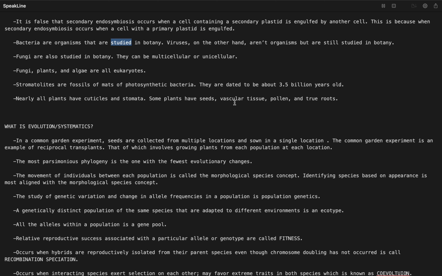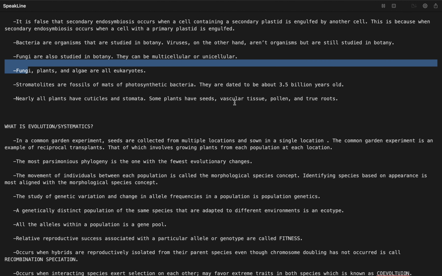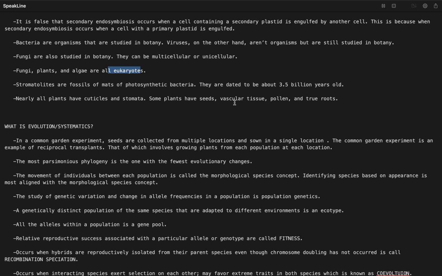Bacteria are organisms that are studied in botany. Viruses, on the other hand, aren't organisms but are still studied in botany. Fungi are also studied in botany. They can be multicellular or unicellular. Fungi, plants, and algae are all eukaryotes.